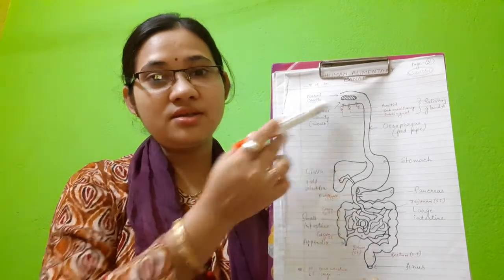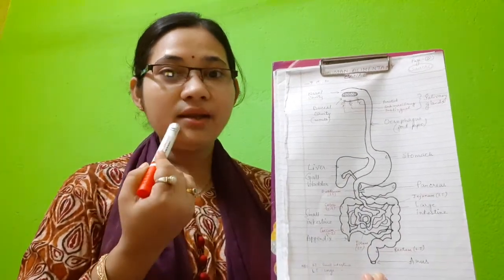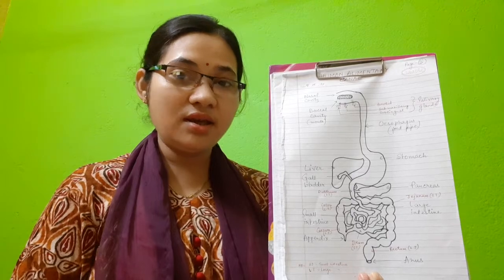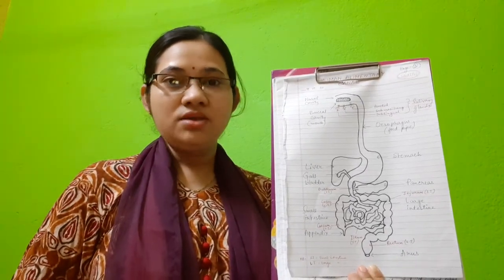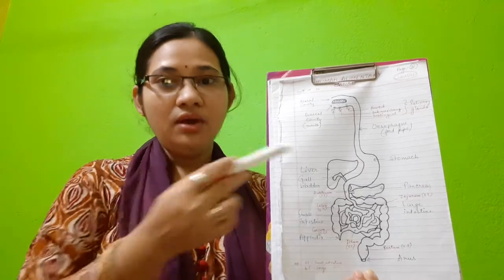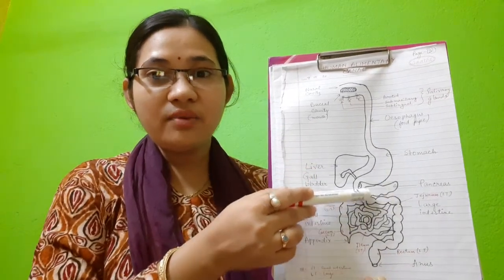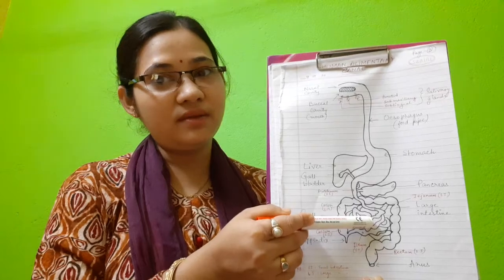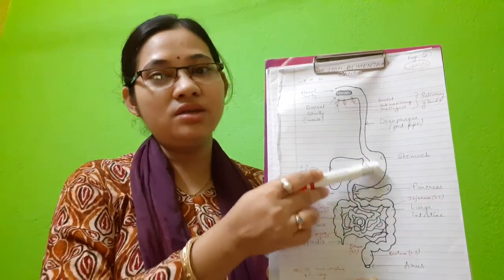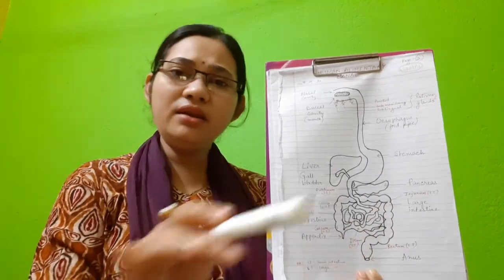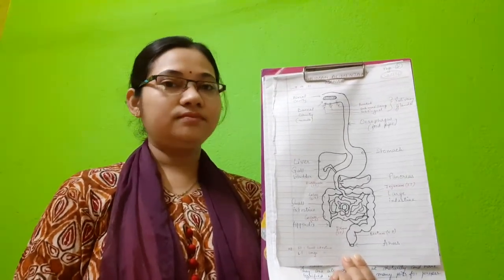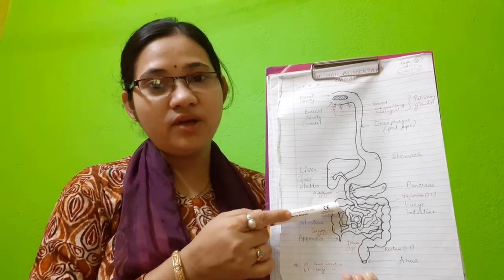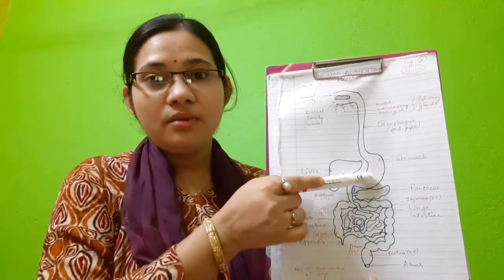Although digestion starts in the mouth, because salivary glands are present which release saliva, that helps in digestion of carbohydrate type of food. So although digestion starts in the mouth, actual digestion takes place in the small intestine. The majority of digestion also takes place in the stomach, but complete digestion takes place in the small intestine. Please remember that.